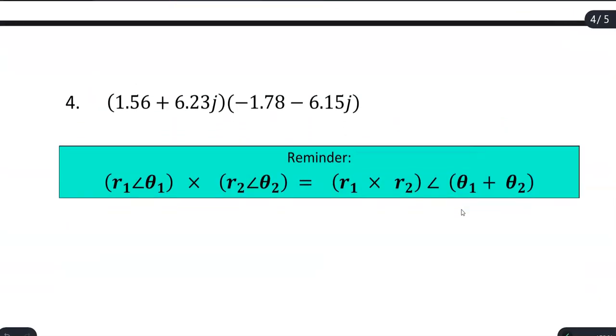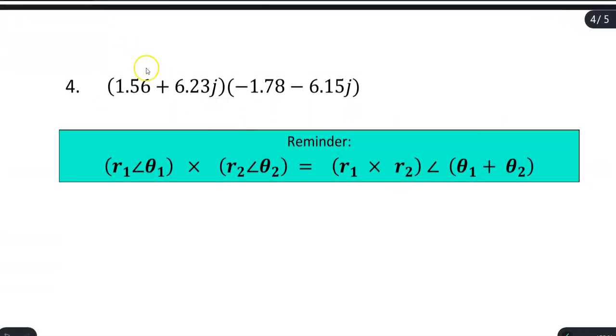Alright, now for the next question, I have to multiply these two complex numbers, but now they're given to me in rectangular form. I can tell you that you can simply use algebra to expand the two brackets and go from there. However, in this video, I just want everyone to apply this concept, which is when you multiply two complex numbers, the best is to convert them to polar.